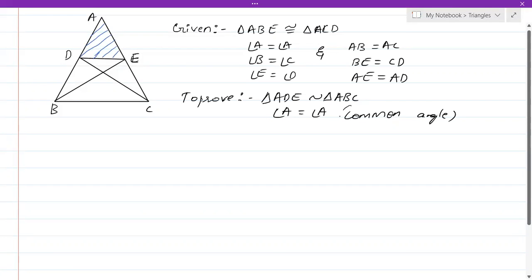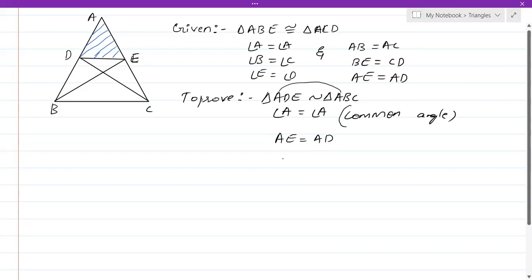Okay. The next step is, see, we got to know angle A is equal to angle A, but angle D equal to angle B and angle E equal to angle C is not known. So we cannot do it by AA criteria. Then we have to use SAS or SSS criteria. Since we know one angle is already equal, let's go with SAS criteria. From the given data, I can tell AB is equal to AC and they have given AE is equal to AD, isn't it? This is given.